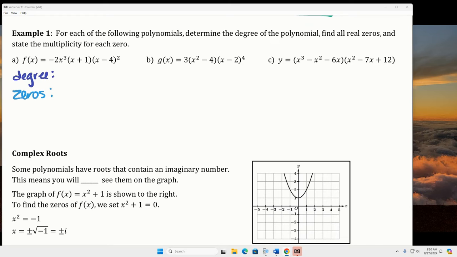All right, so any factor that has an x produces a zero. Every single factor that has an x produces a zero. The first factor I see is this one that has an x. What value of x would make that zero? Zero. All right, because that x has a power of 3, then zero has a multiplicity of 3.